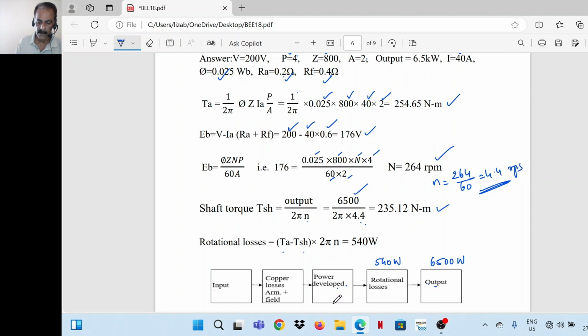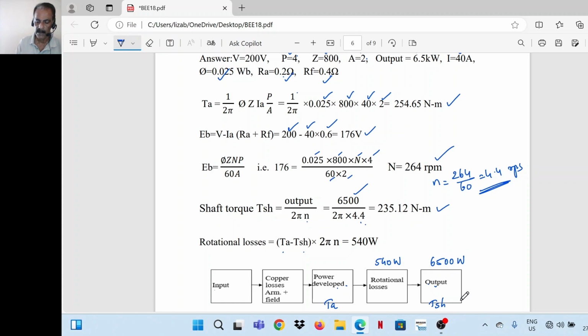The difference between these two, armature torque and shaft torque, is the torque lost due to core losses, friction and windage losses. So this torque in any case, torque into 2 pi N, with speed in RPS, will give the corresponding power in watts. TA into 2 pi N will give the power developed in watts. Then the lost torque into 2 pi N will give the rotational losses, 540. Shaft torque into 2 pi N will give the output. Your output is 6500 watts.